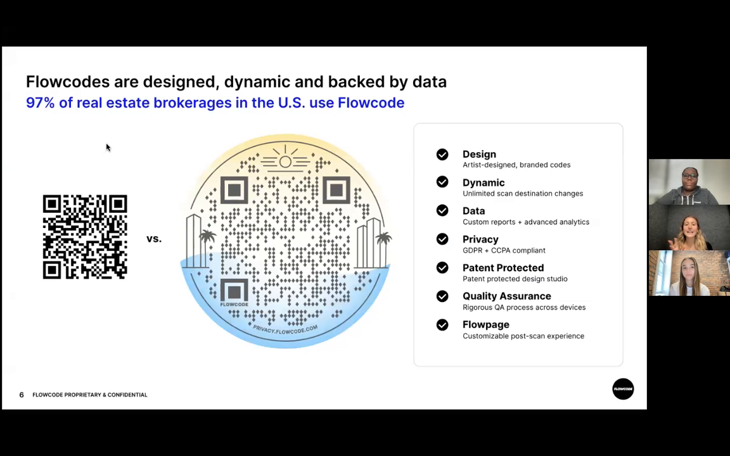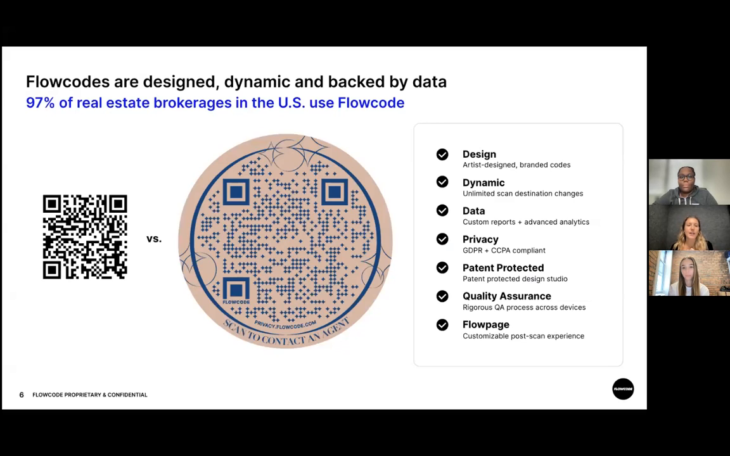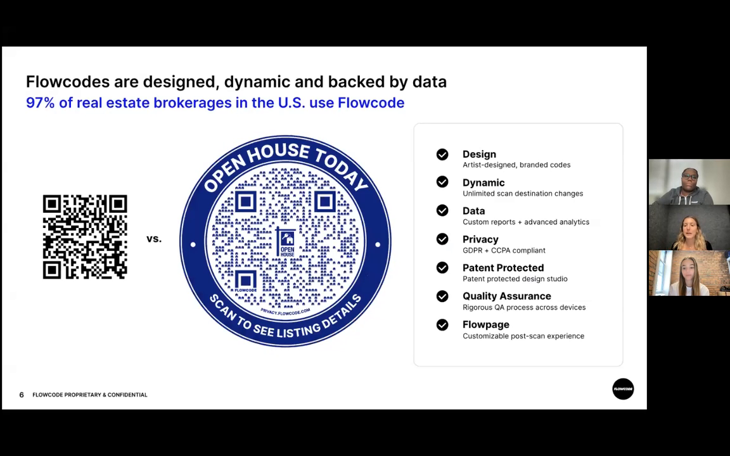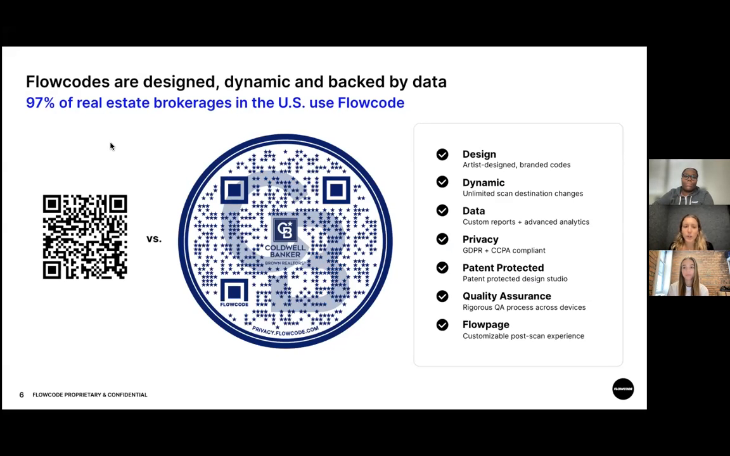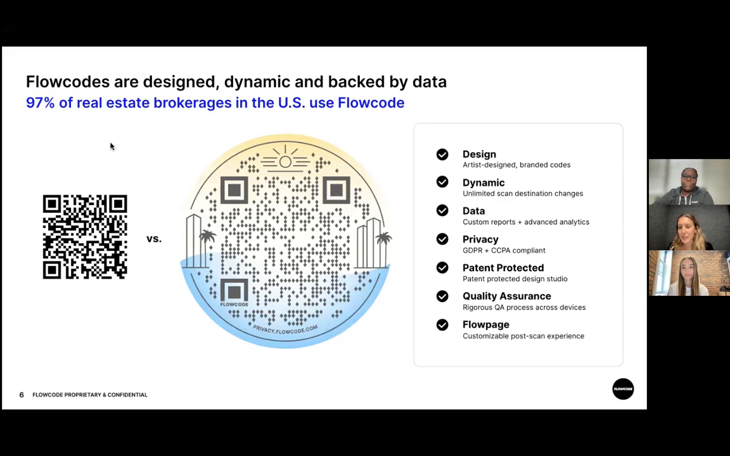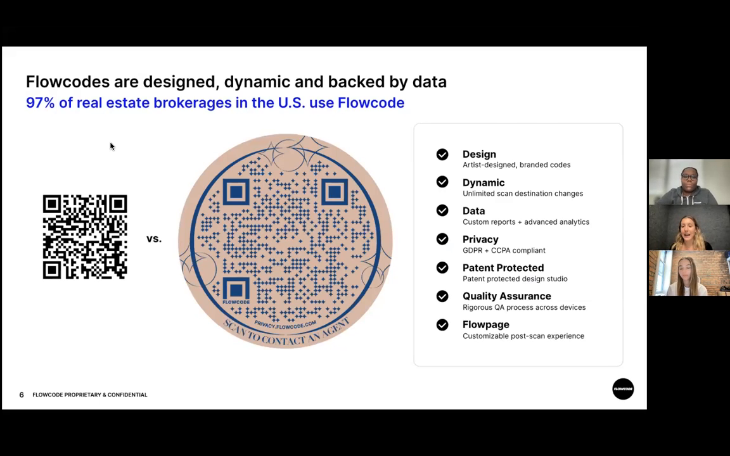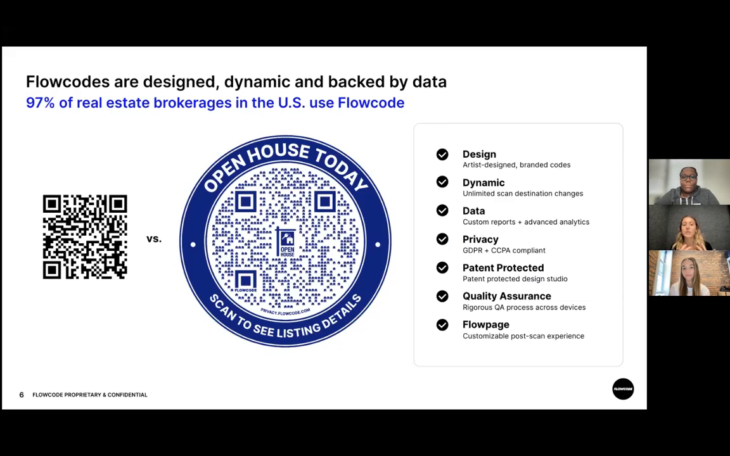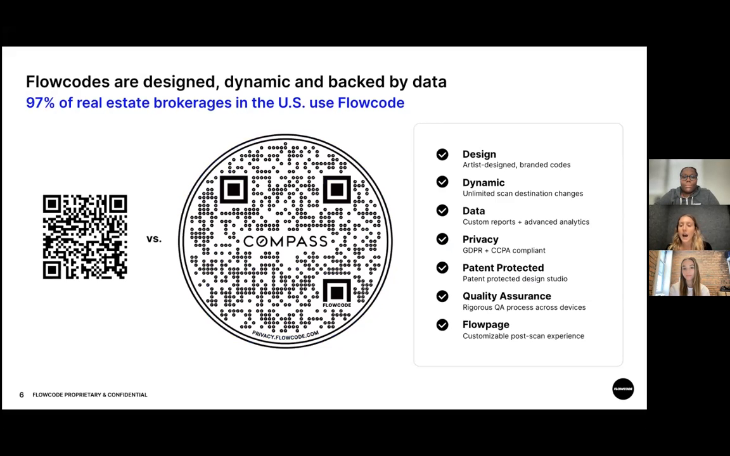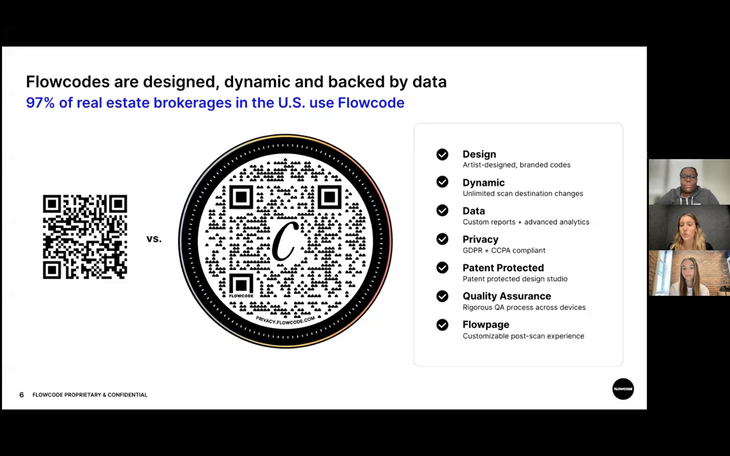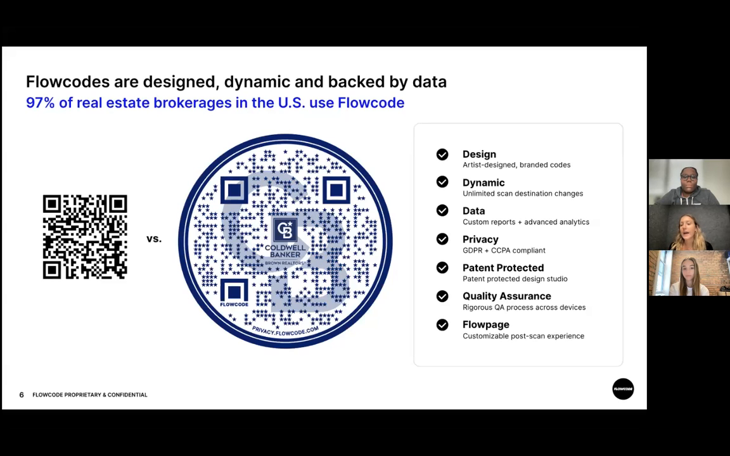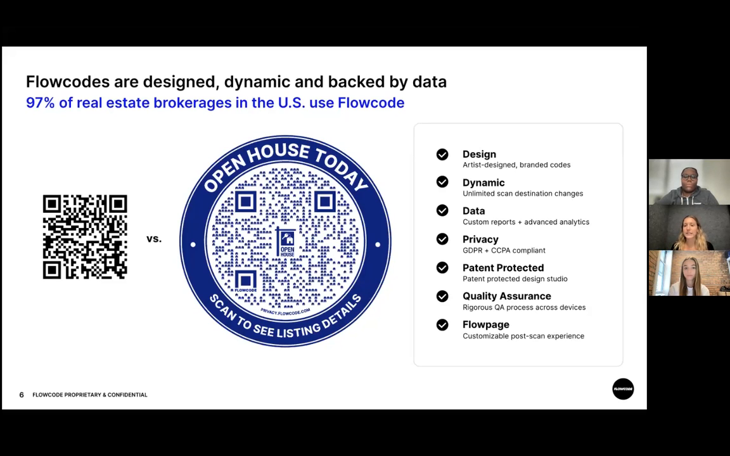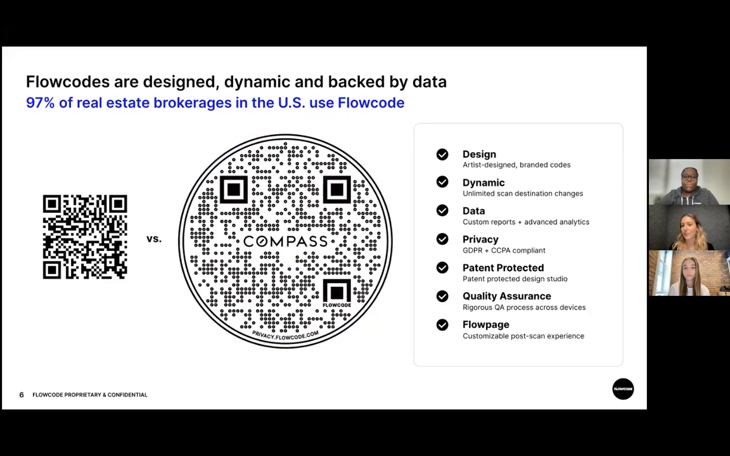So Flowcodes are designed dynamic and backed by data. 97% of real estate brokerages in the US use Flowcode. So it really is used by these big name brands like Compass, Corcoran, Sotheby's, you name it. We lead with design, and these codes are just a few examples of what our artists team creates. They create beautifully designed codes, and you also have access to customization within the platform itself. So you can upload a logo, add in your hex colors, and choose different data patterns, add in calls to action. You can really get creative with that design, so it's an extension of your brand.